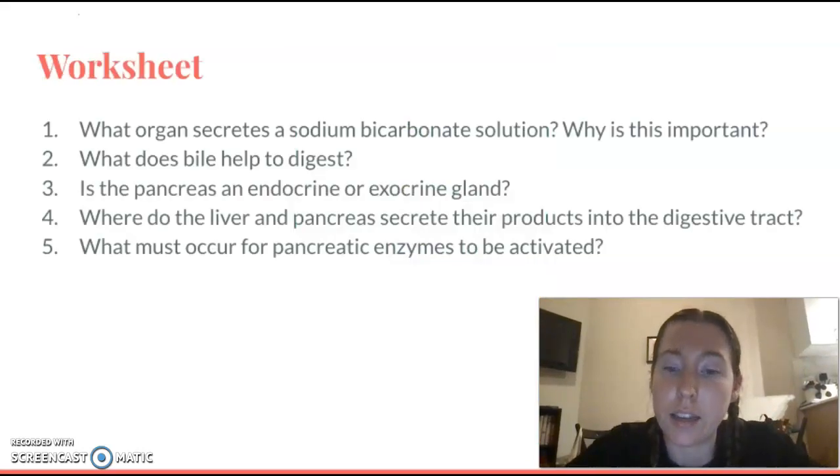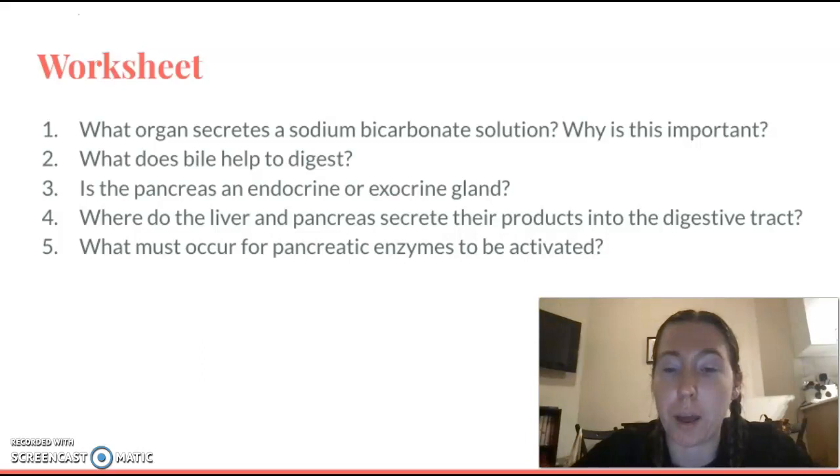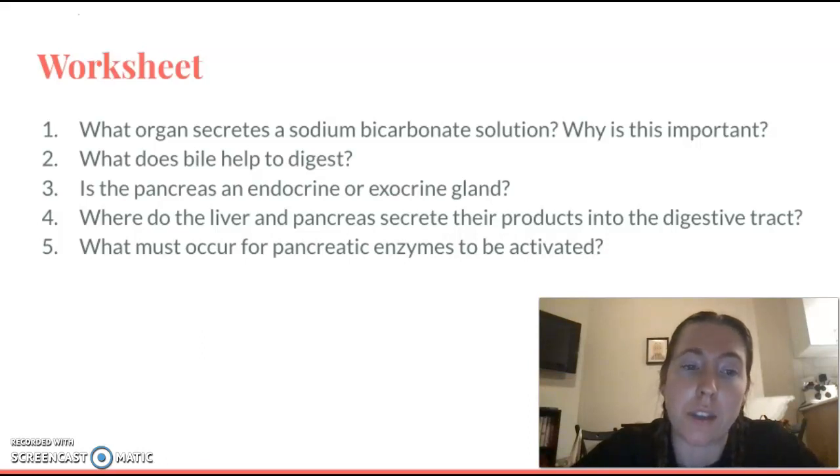So that is the end of the content that I have. I did put together this worksheet for my peers to go over and kind of review the content that I went over about the pancreas and the liver. So the questions that I have are: what organ secretes a sodium bicarbonate solution? Why is this important? The second question: what does bile help to digest?